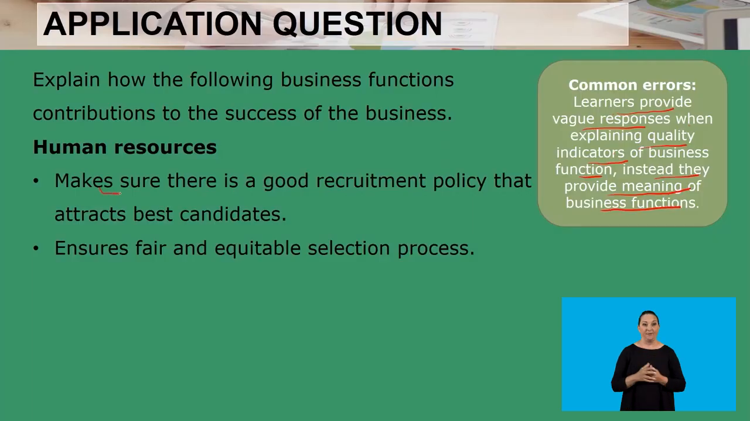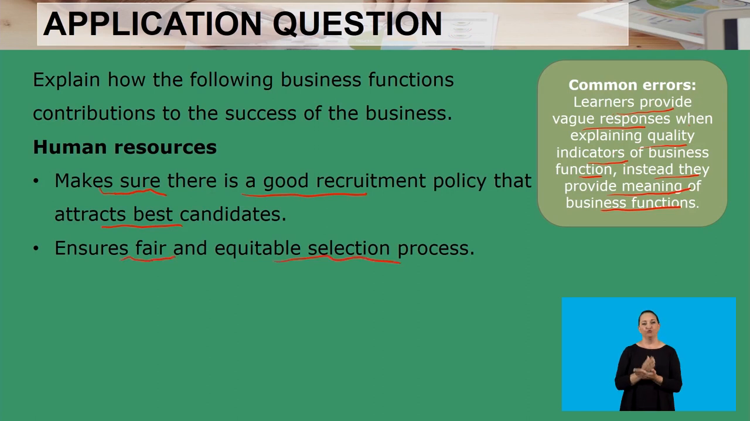So this is how the human resource function can contribute to the success. One, the human resource function needs to make sure that there is a good recruitment policy, meaning to attract the best candidates for the business. And that would help the business to achieve a state of higher productivity. And they should also ensure that there is fair and equitable selection processes.